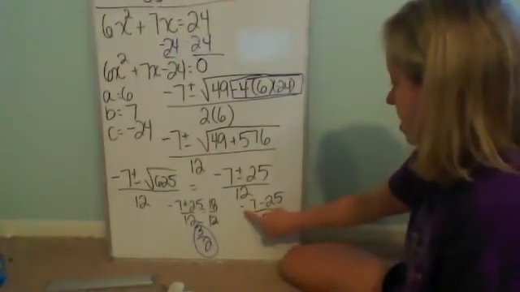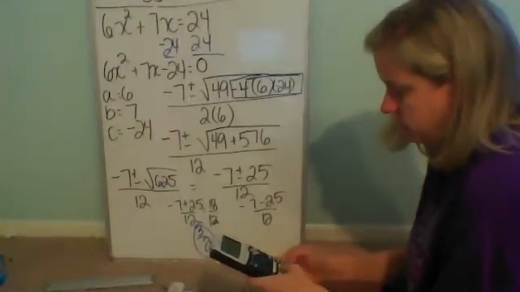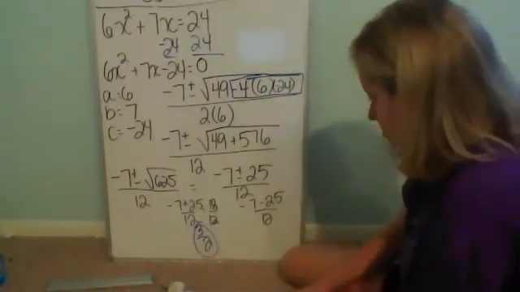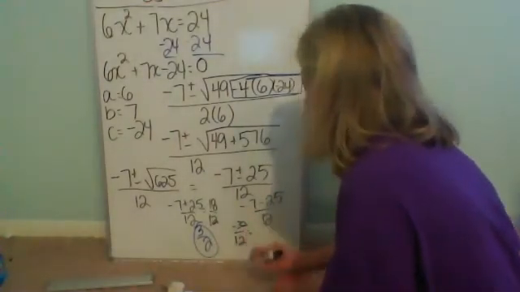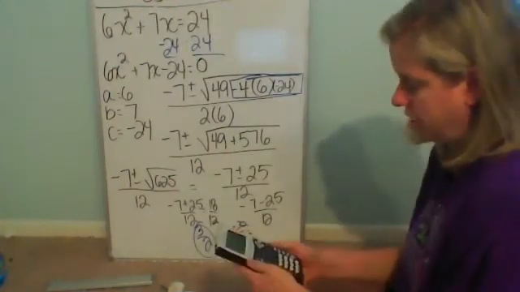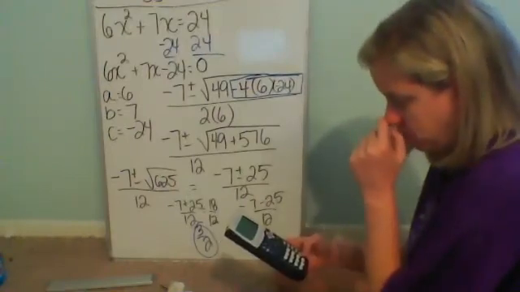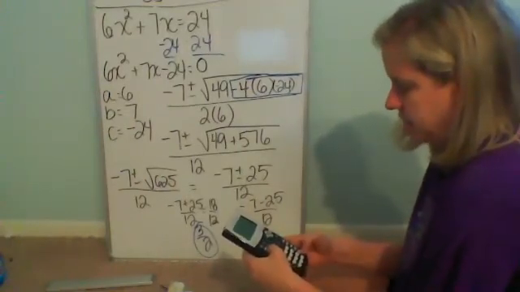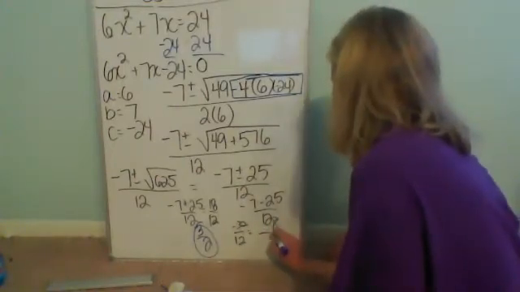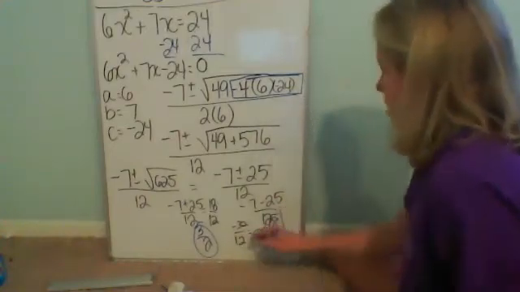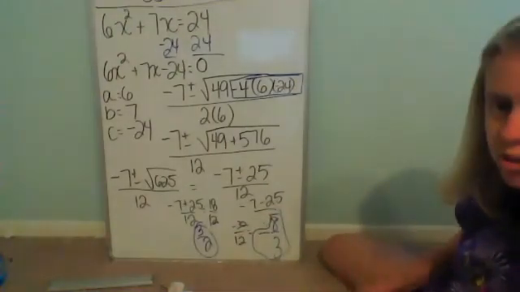Now, let's see, I've got -7 minus 25. Again, I don't want to mess up here. -7 minus 25 gives me -32 over 12. So I'm going to have to math enter that one also. So -32 divided by 12 gives me -2.66667. So I'm going to math enter that to get -8/3. So 3 over 2 and -8/3 are your two answers.